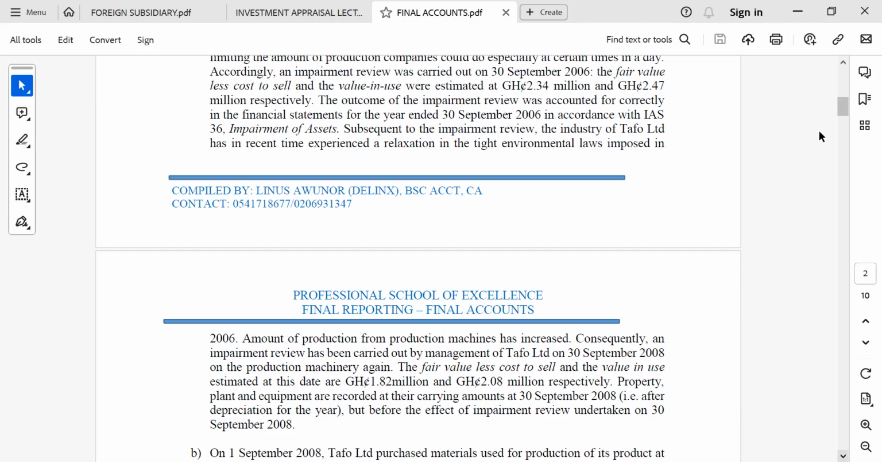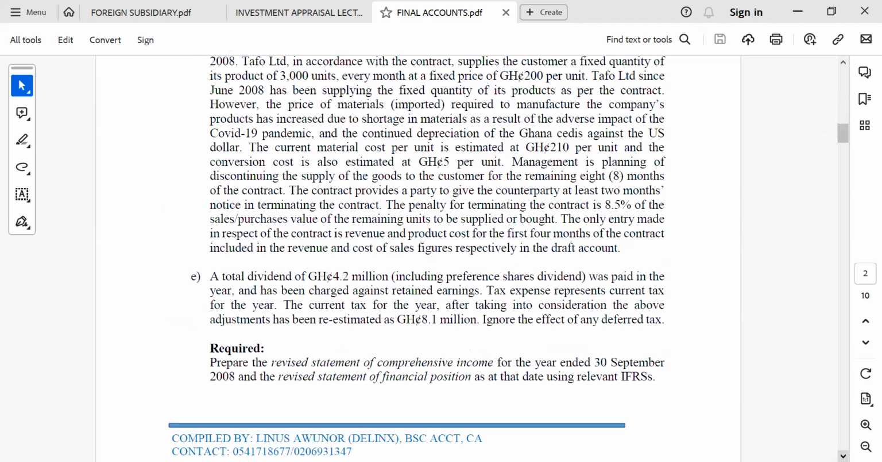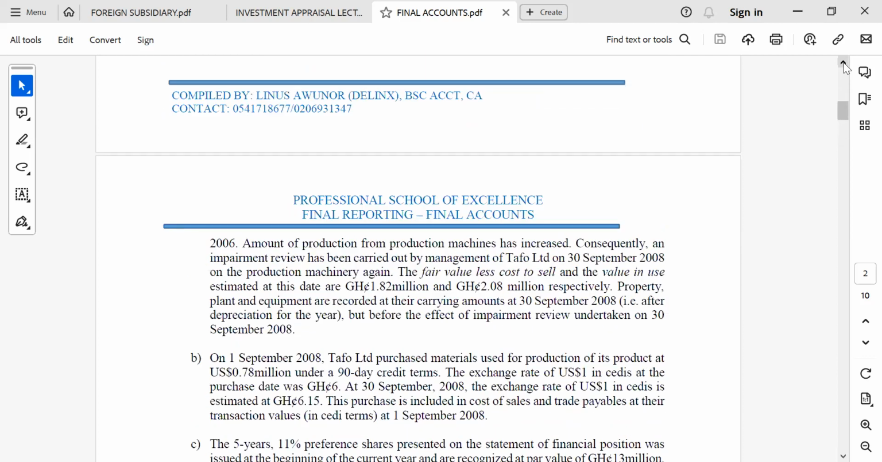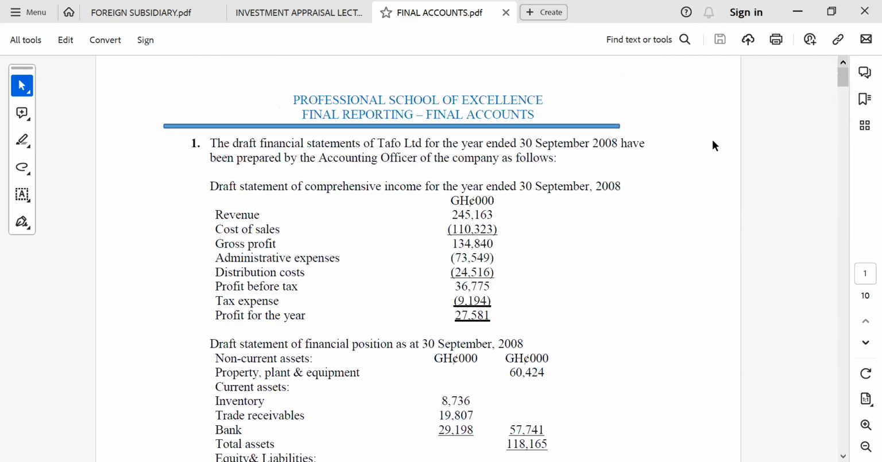All right. So what you do is that before you even try to tackle this question, read the requirements. Let's read the requirements first. Required. Prepare the revised statement of comprehensive income for the year ended 30th September 2008 and the revised statement of financial position as at that date using relevant IFRS standards. Okay. So you can see that they have already prepared the statement of profit or loss and statement of financial position, but they haven't taken into consideration the following what?